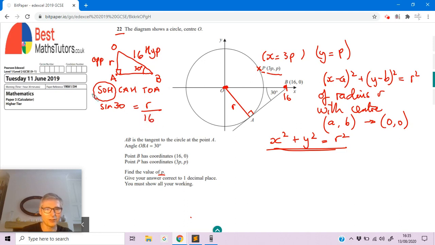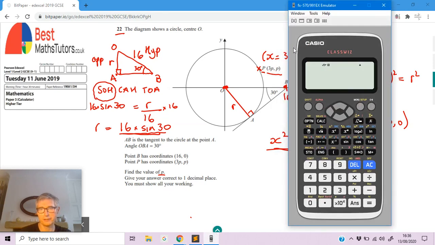If I rearrange that, then what I'll get is that the radius, if I multiply both sides of this equation by 16, is equal to 16 times sine 30. And you may know that sine 30 is a half, or you could just use a calculator since this is a calculator question. If we know that sine 30 is a half, then half times 16 is 8, and that will give me the radius is 8.